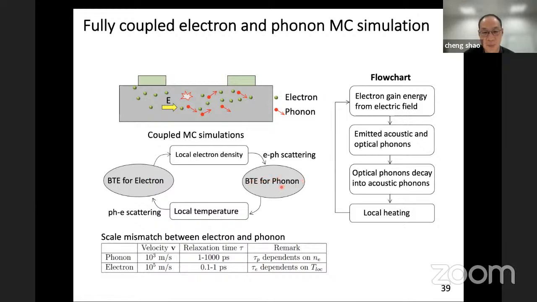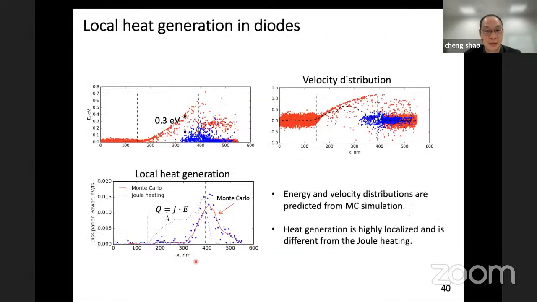And from the phonon Monte Carlo simulation, we can get the local temperature profile, which will in turn affect the electron-phonon scattering process. One big challenge in this process is a big mismatch in the time scale between electrons and phonons. For example, the velocity and the relaxation time of electrons and phonons are quite different. So it's a little bit challenging, and this part of the work is still ongoing.